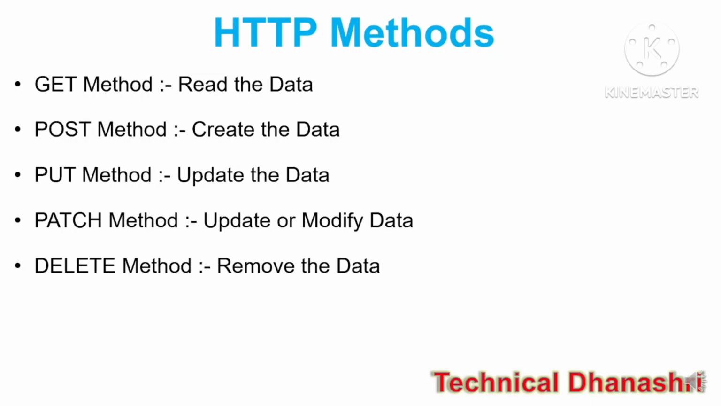Also the interviewer may ask what is the difference between the POST and PUT methods. The POST HTTP method is used for creating the resource or creating the data, and the PUT HTTP method is used for updating the data or updating the information. So this is the difference between the POST and PUT methods. So these are the different types of HTTP methods. We have many HTTP methods, but we mostly use these five: GET, POST, PUT, PATCH and DELETE.